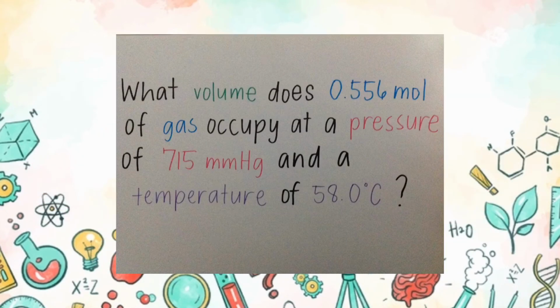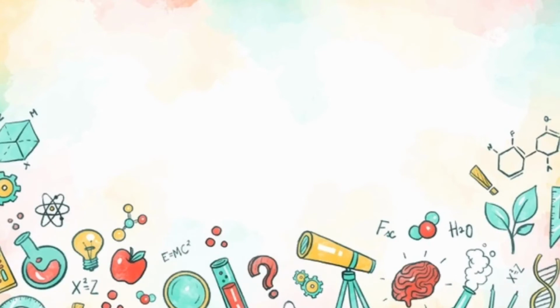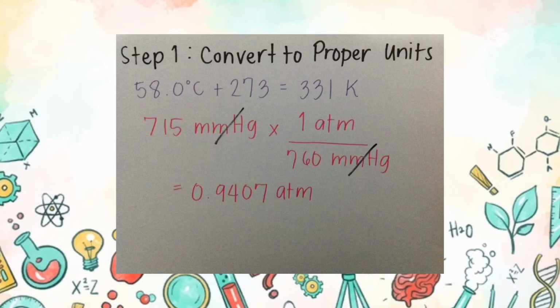What volume will 5.56 moles of gas occupy at a pressure of 715 millimeters mercury and a temperature of 58 degrees Celsius? Let's identify our given and what we are finding. Our given is moles, pressure, and temperature, and we're finding volume.